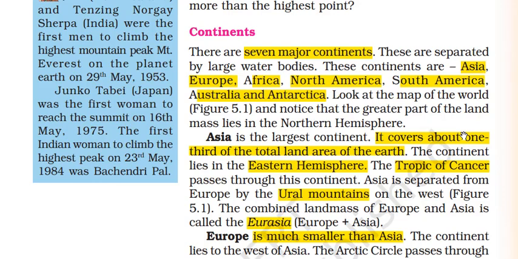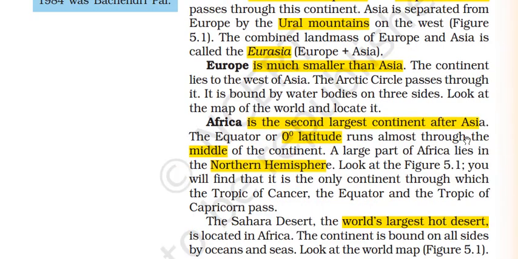Asia is the largest continent. It covers about 1/3 of the area of the earth. The continent lies entirely in the eastern hemisphere and the Tropic of Cancer passes through this continent. Let's also talk about Asia and Europe. They are separated by the Ural Mountains and the combination of Europe and Asia is known as Eurasia. Now the second most important continent is Europe. It is much smaller than Asia. It lies to the west of Asia. The Arctic Circle passes through it and it is bound by water bodies on 3 sides.